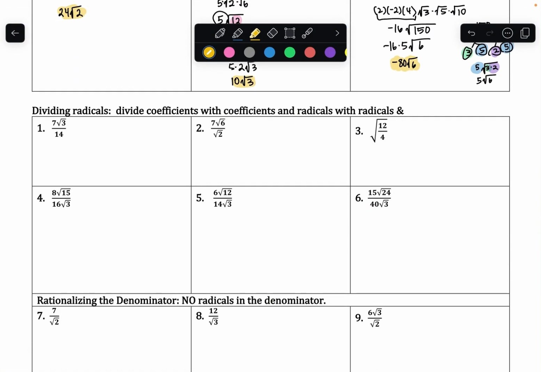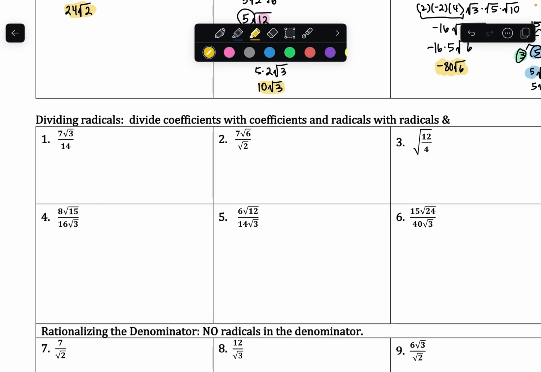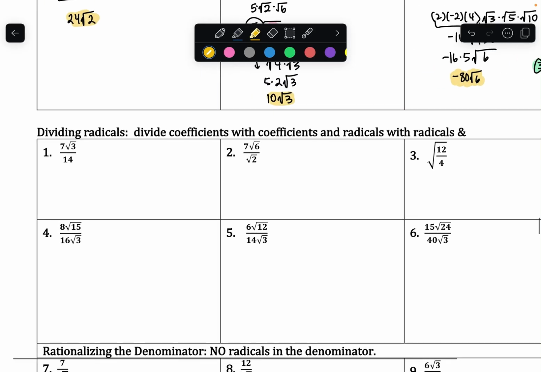Okay, in this next section, we are dividing radicals. And so when you divide radicals, it's the same idea as multiplying. If you have square root divided by square root, you can combine them under one square root.